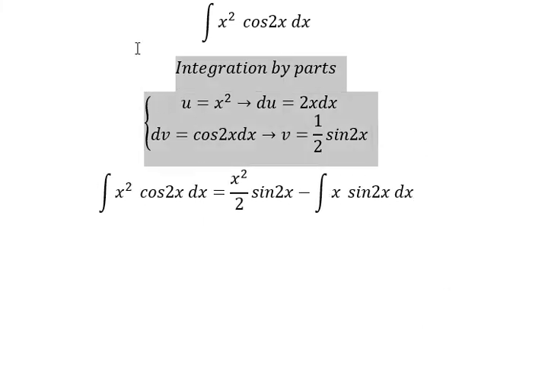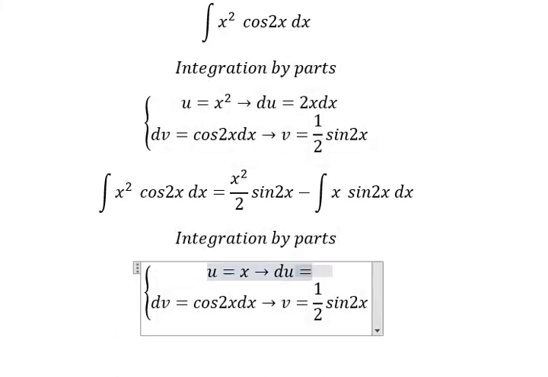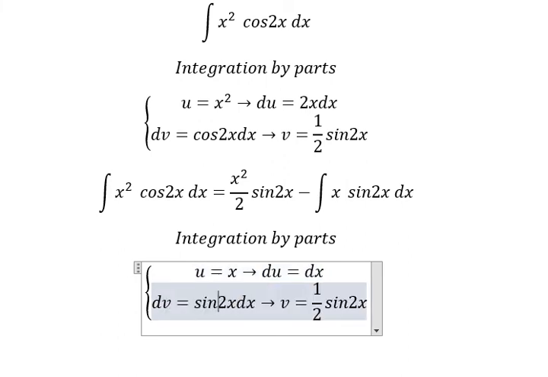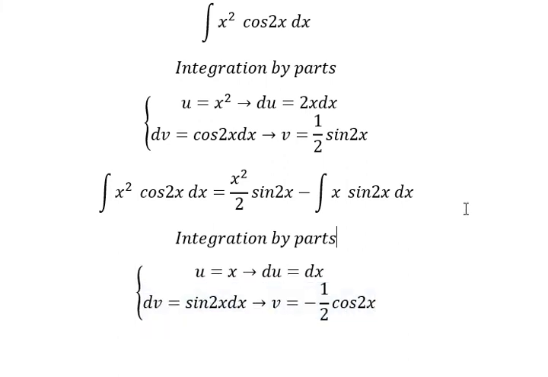Now we can use the same technique, but this one is about s. So this one you get ds. This one we have sine 2s. The integration of sine 2s, we will have negative 1 over 2 cosine 2s.